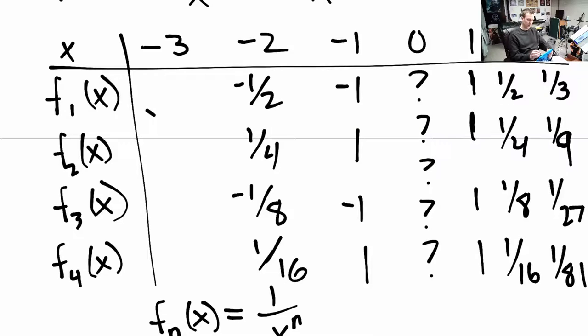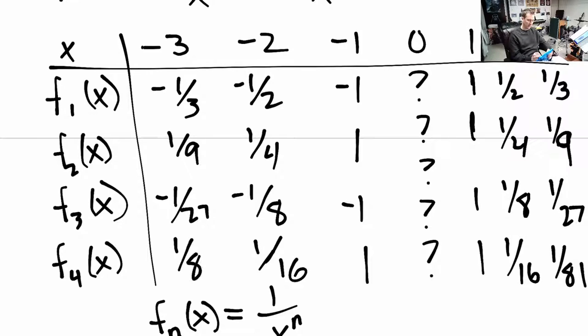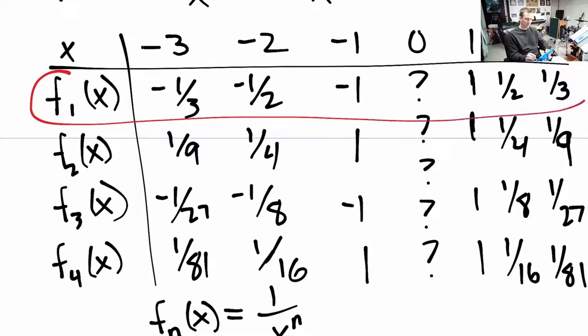Okay, so we know what this is. This is negative 1 third. We know what this is. This is positive 1 ninth. This is negative 1 27th. This is positive 1 81st. Okay, so now I know it's a bit confusing here. There's a lot of numbers flying around. We're going to go ahead and start plotting things. So I'm going to plot all of these numbers in red, and I'll graph those first.